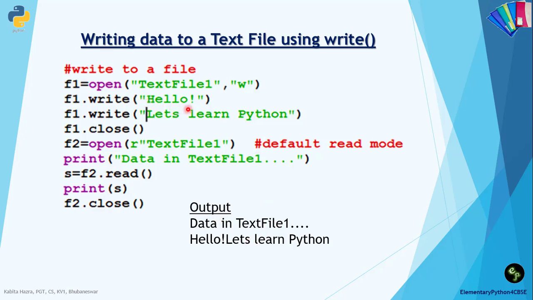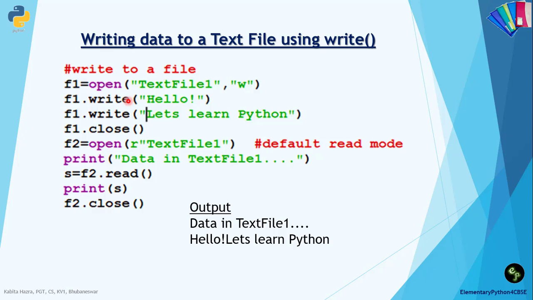We can find here that though we have used two different write calls to write the two different strings, hello and let's learn Python, they have been written in a single line. That means the write method does not itself put the end of line character, so we have to manually use the end of line character to get a new line.